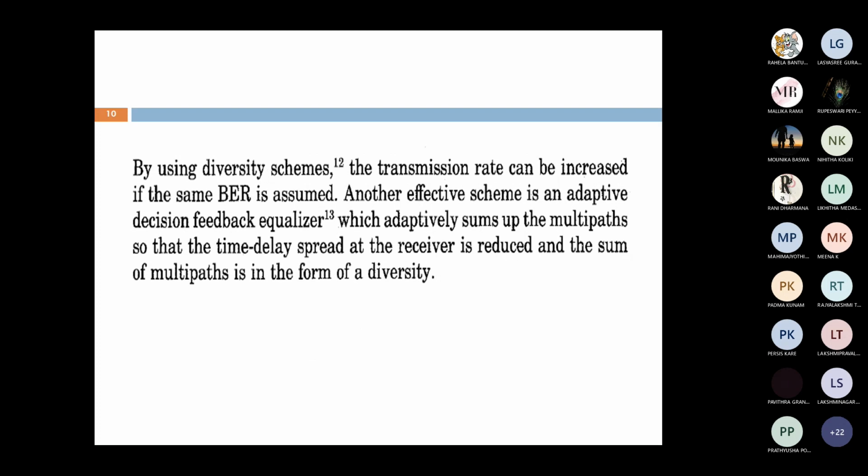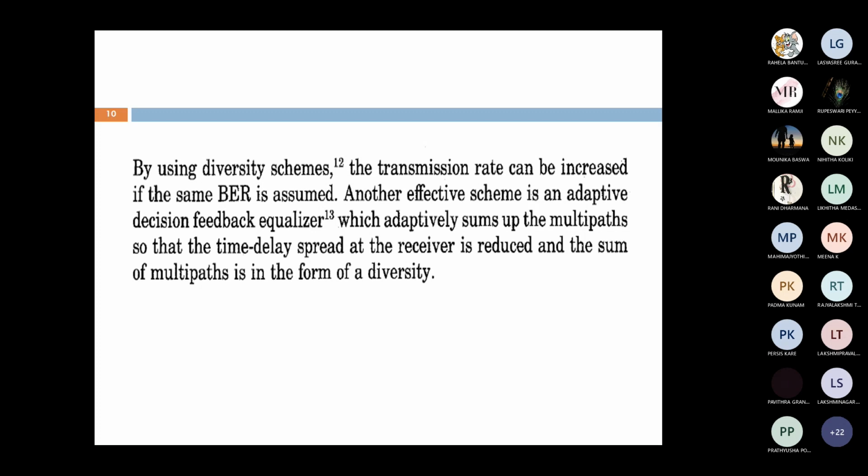Here in the TDMA system, we are applying diversity schemes. What is meant by diversity scheme, which is used for receiving the signal? That is, we are using two receivers to receive the signal and compare them to see whether they are equal. If they are equal, then automatically there is no error present. That is about diversity schemes. The transmission rate can be increased if the same bit rate is assumed.